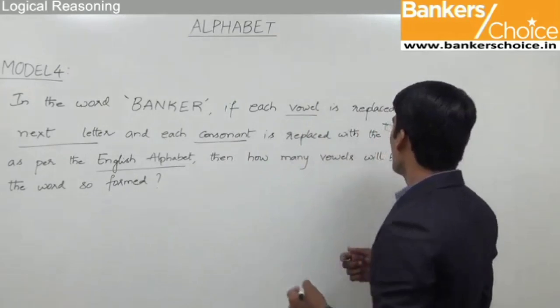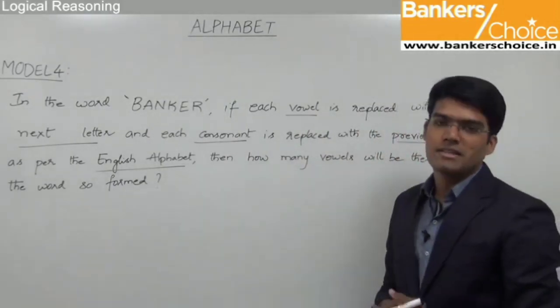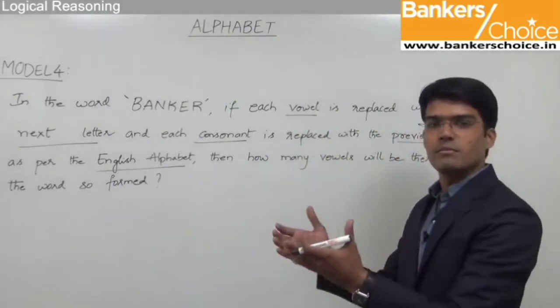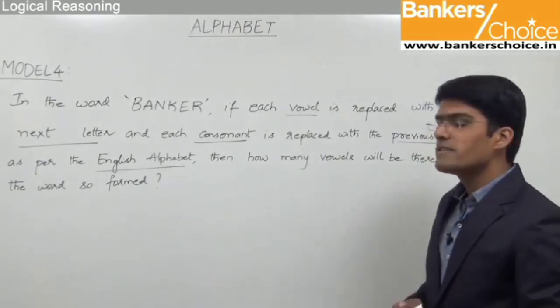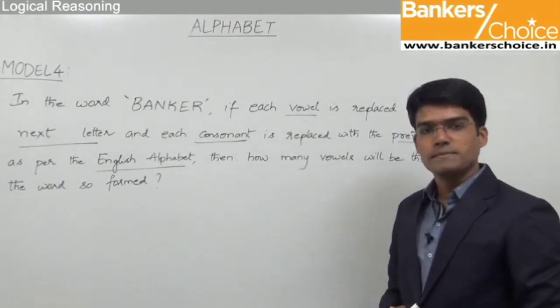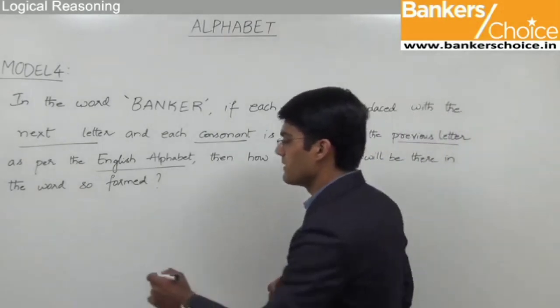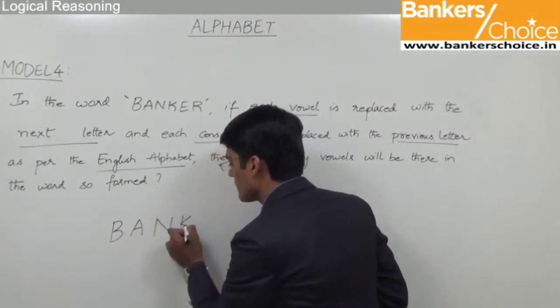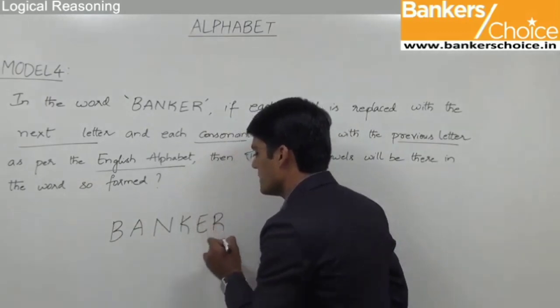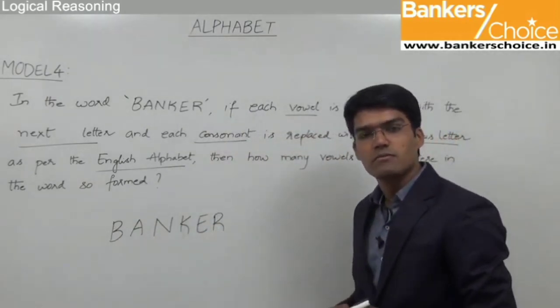So here, each vowel should be replaced with the next letter as per the alphabet, and each consonant should be replaced with the previous letter as per the English alphabet. The English alphabet is nothing but the string of letters from A to Z. So how many vowels will be there in the new word formed? Let us now solve this question. The given word is banker, which is a mixture of some consonants and vowels.